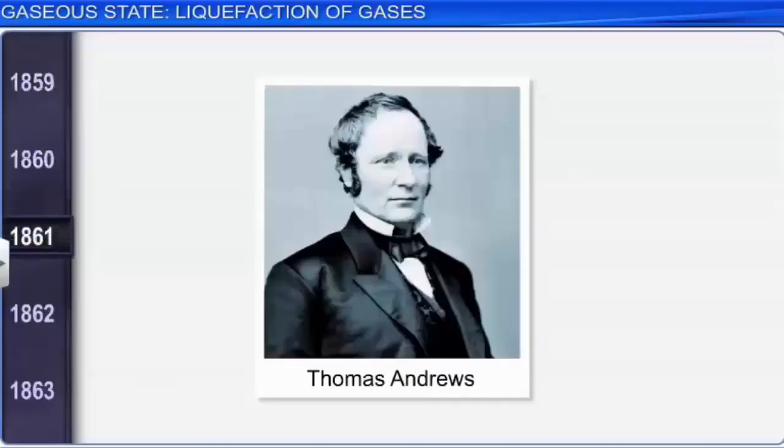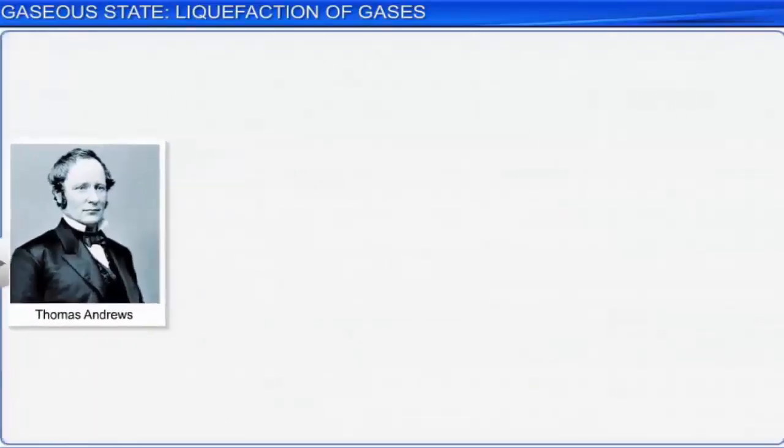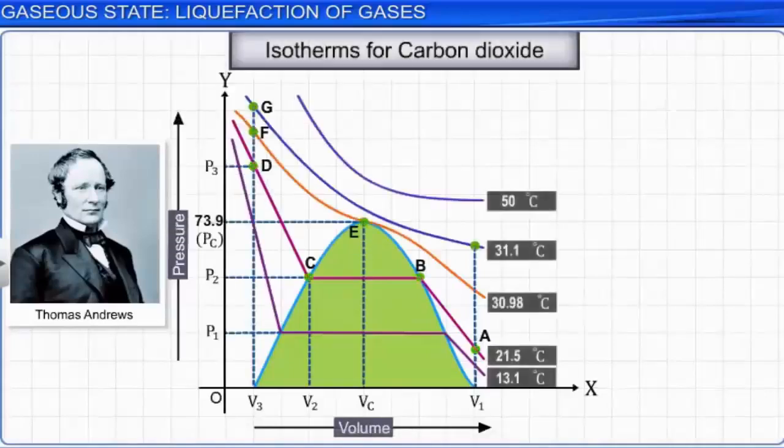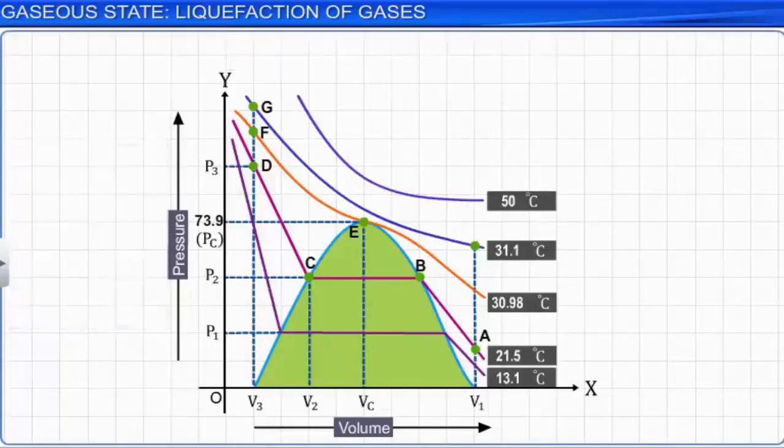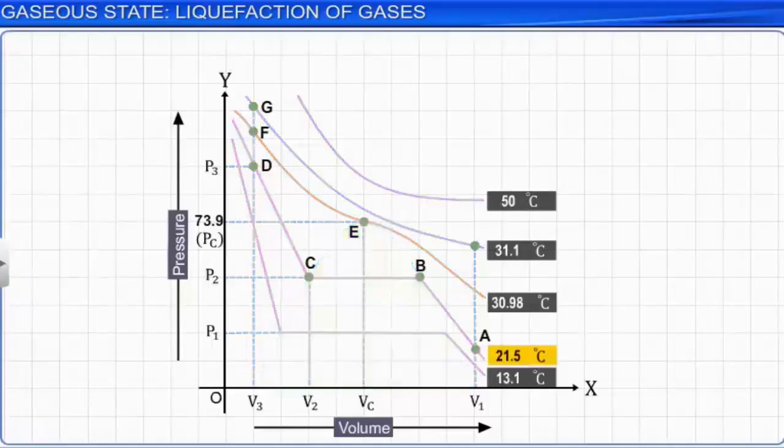In 1861, Andrews studied these critical phenomena of carbon dioxide. In his experiments, he studied the effect of pressure on volume at different temperatures for carbon dioxide. He plotted this variation in volume and pressure at constant temperature, called isotherms, as shown in the graph. Observe the isotherm at 21.5 degrees Celsius. At low pressure, carbon dioxide exists as a gas at point A. On increasing the pressure, the volume of the gas decreases along curve AB.